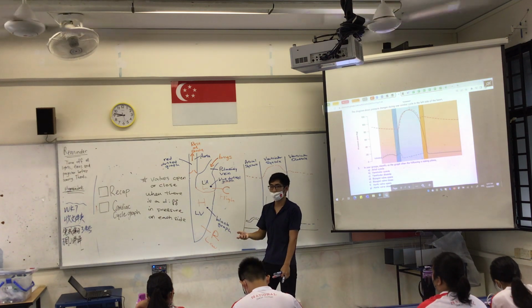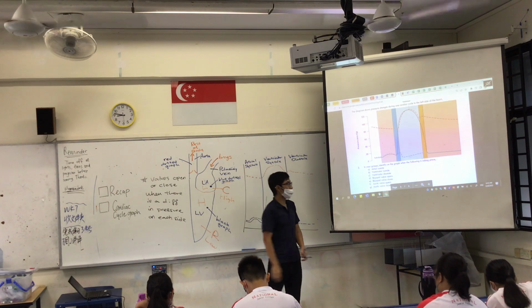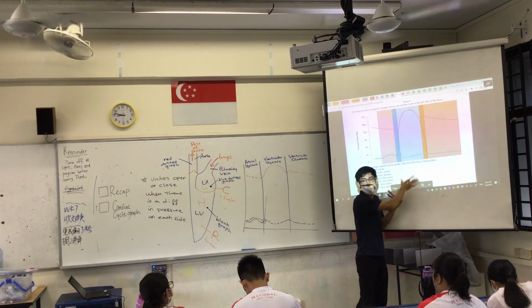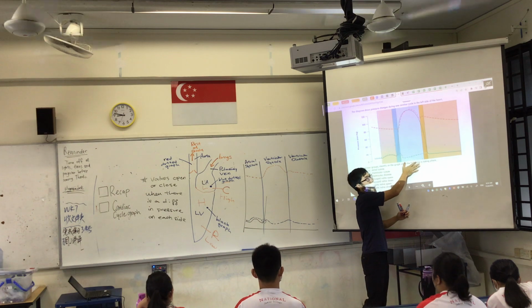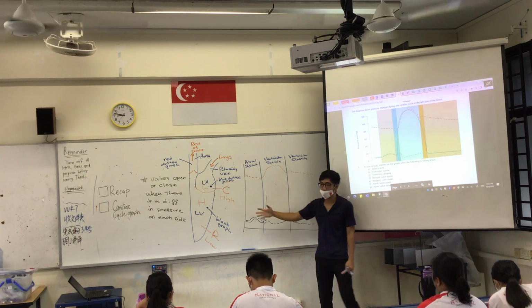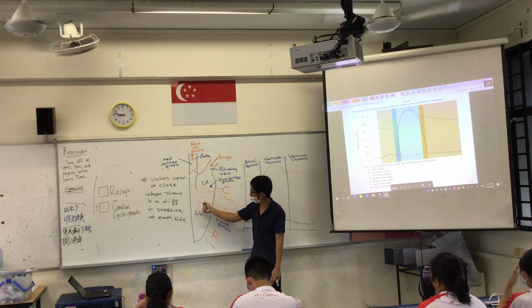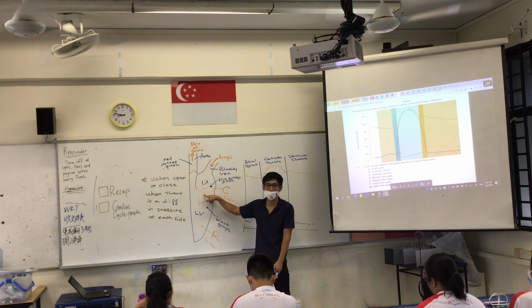Where are we starting off from? Because we have entered ventricular systole, the blue part of the graphs, this is when the ventricle contracts. When the ventricle contracts, this valve shouldn't even be open, it should be closed.